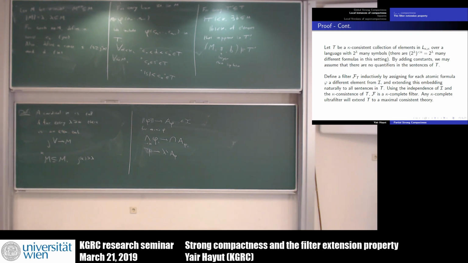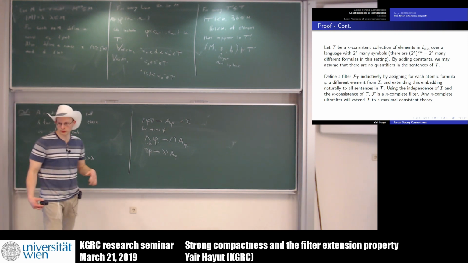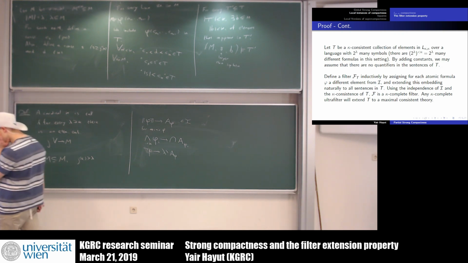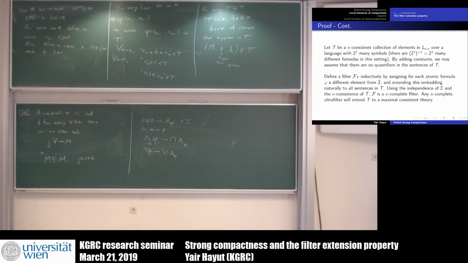I'm just adding constants. I'm doing the Henkin construction. So without loss of generality, I don't have constants. I just extend the language, adding 2 to the lambda many constants, and I can assume that I don't have any quantifiers. But you want the Henkin sentences to be satisfied also? Yeah, of course. This is for the extended theory, after we added the constants and realized it.